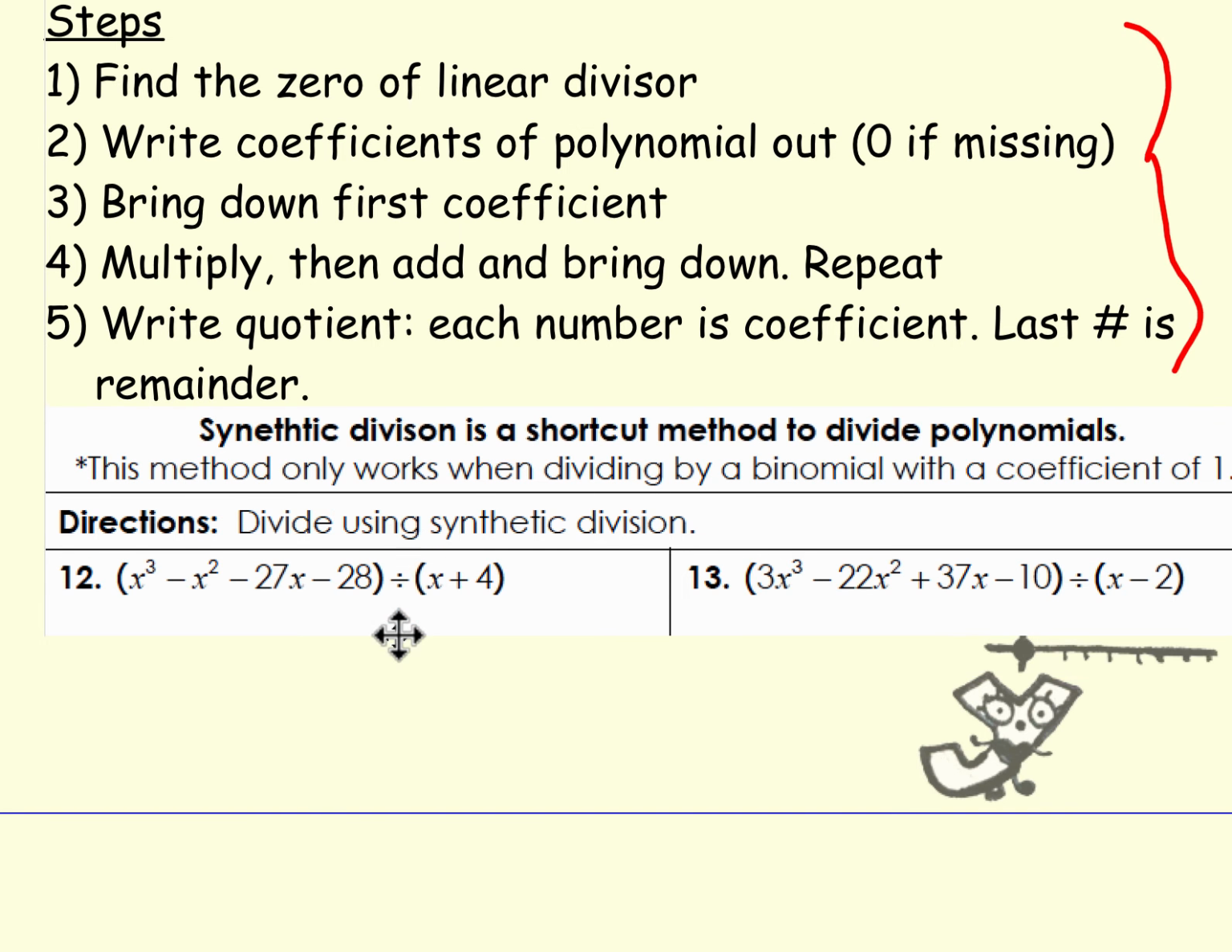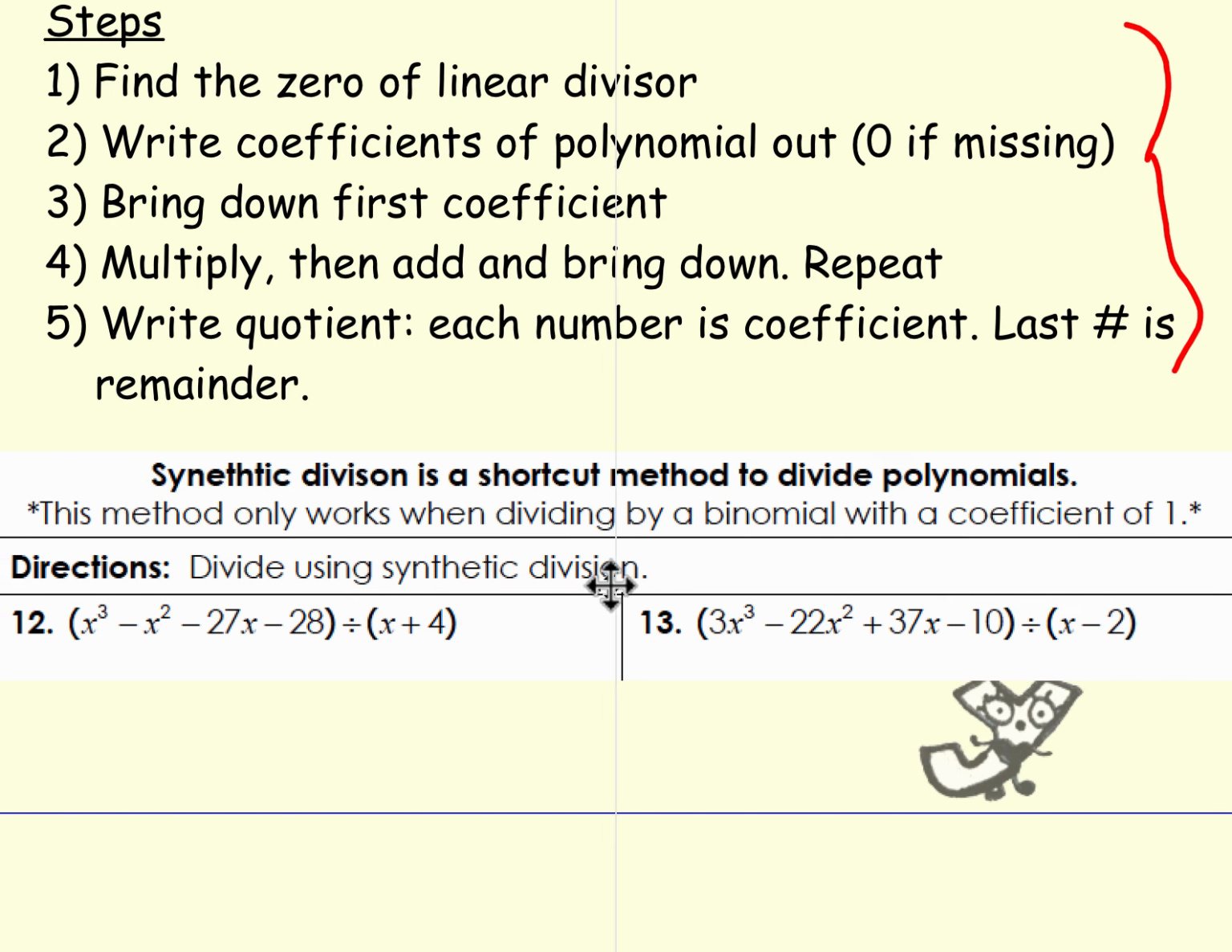So in this problem right here, that's my divisor. If I take x plus 4 and set it equal to 0, I get x is negative 4. So when I set up this problem, I have to use negative 4 as the 0 of my divisor. Okay, and then we're going to have to write out our polynomial with only its coefficients.